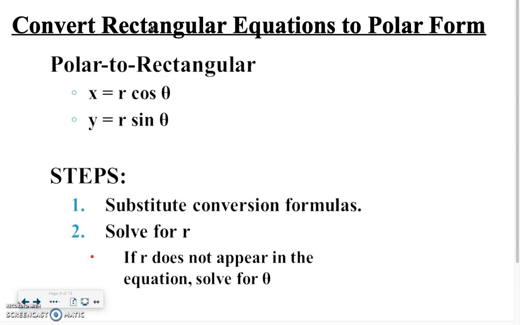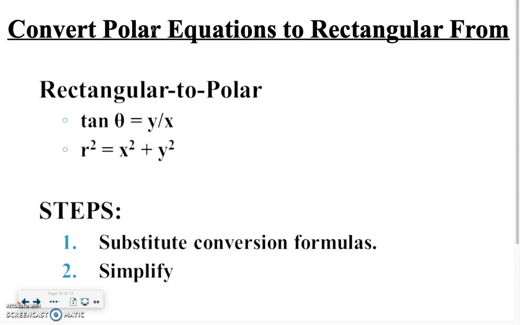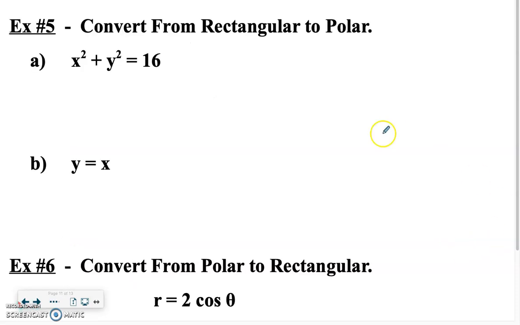Under the rarest of circumstances would we solve for theta, but typically we're trying to get r isolated. If we're going the other way, trying to convert these polar equations, rectangular and polar, we've got tangent of theta is equal to y over x, r squared is equal to x squared plus y squared, just like previously. Here we're going to substitute the conversion formulas again and simplify. Now, some of these, when we simplify, are super easy. Others, it's going to just kind of be a little weird. Not the math that's weird, it's just knowing when to stop is kind of strange. We'll hopefully have time to talk through one of these in a second.